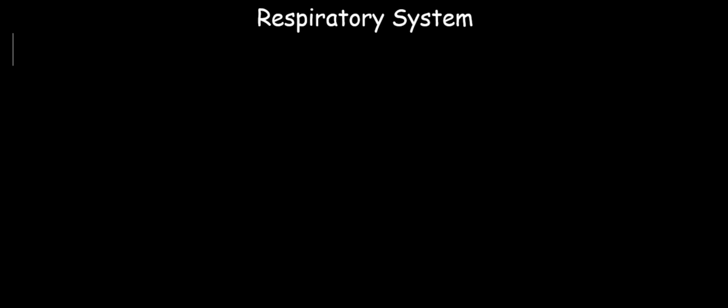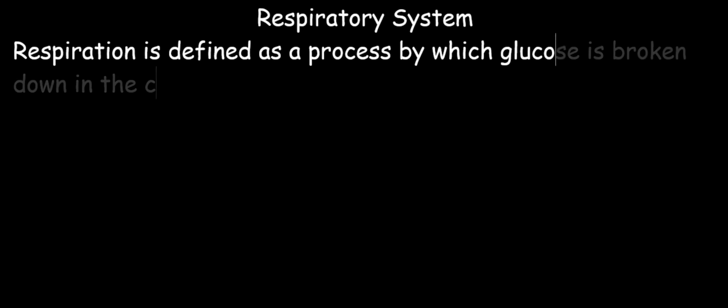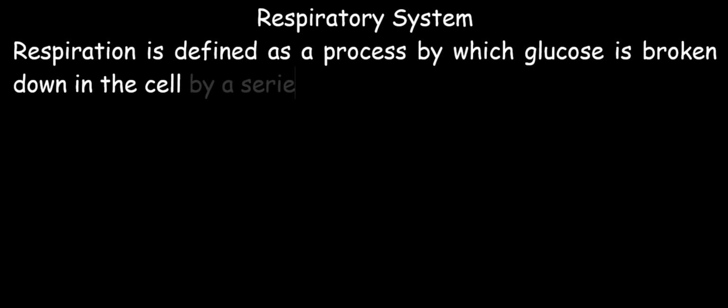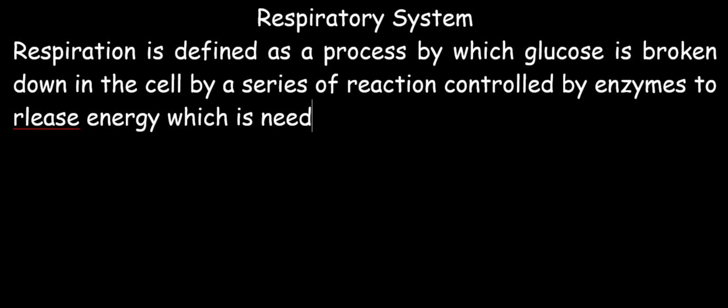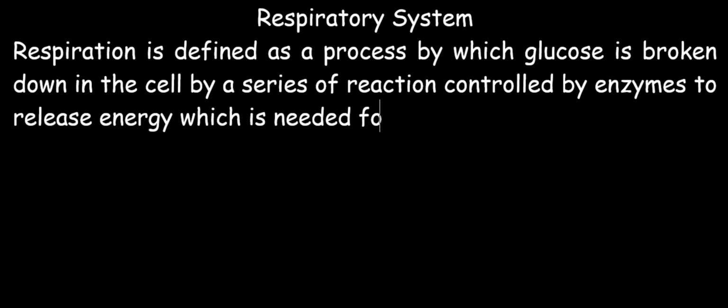Now we are going to be looking at the respiratory system. As an introduction, we will be defining what respiration is. Respiration is defined as a process by which glucose is broken down in the cell by a series of reactions that is controlled by enzymes to release energy which is needed for specific and important activities in living organisms.